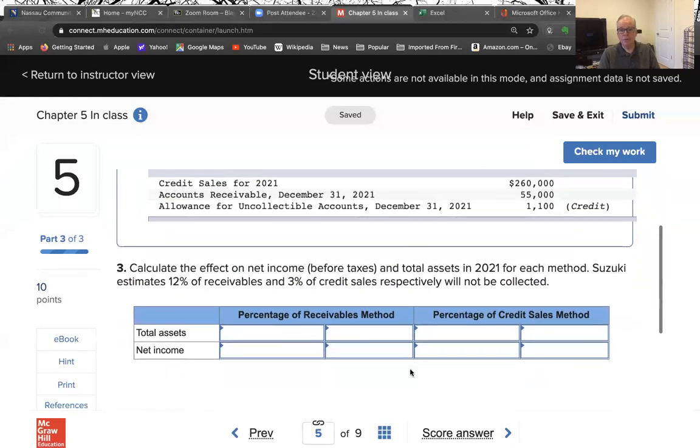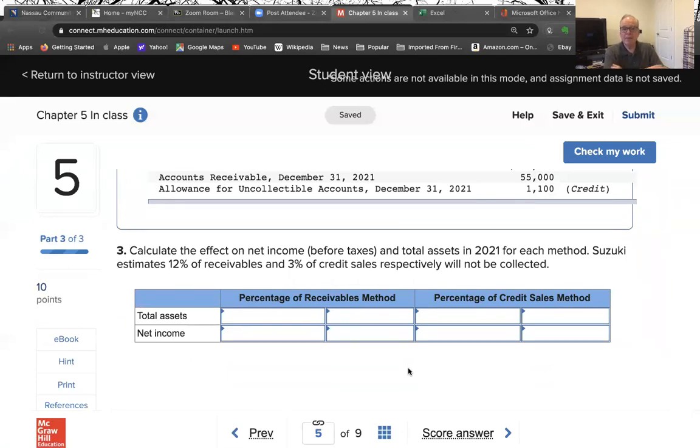Okay, now we're in the same problem. Calculate the effect on net income before taxes and total assets for each method. Suzuki estimates 12% of receivables and 3% of credit sales respectively will not be collected. All right, now let's see what they want us to do here.